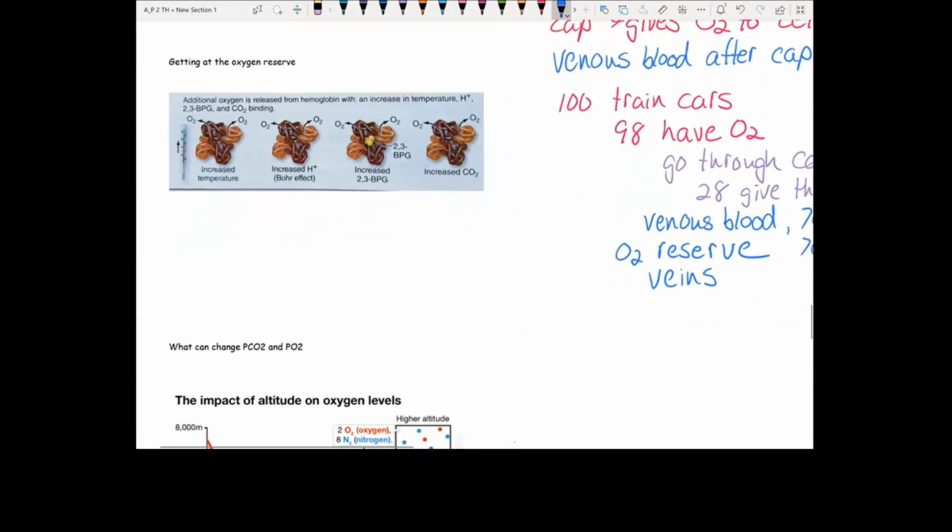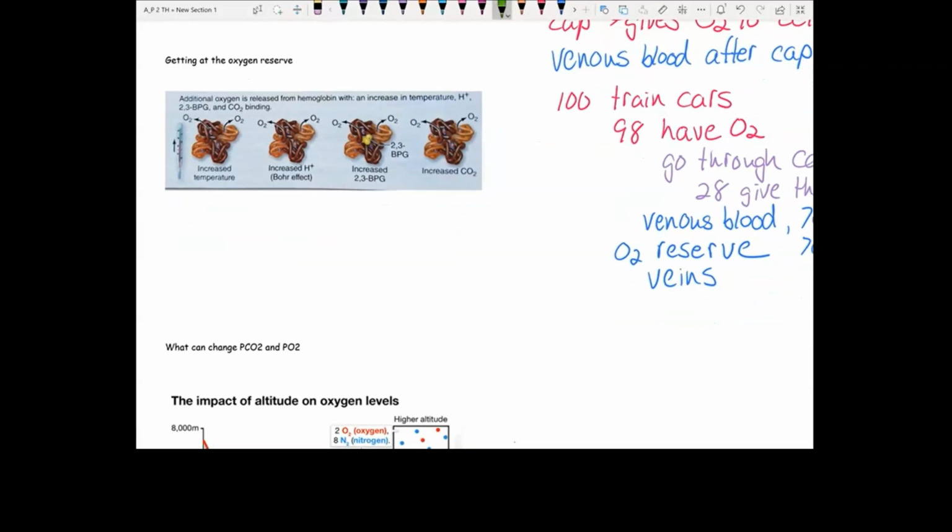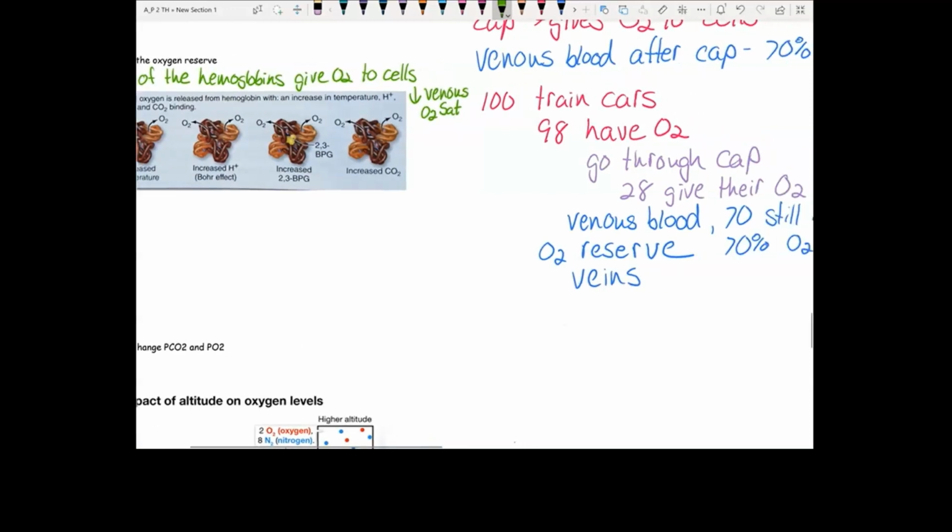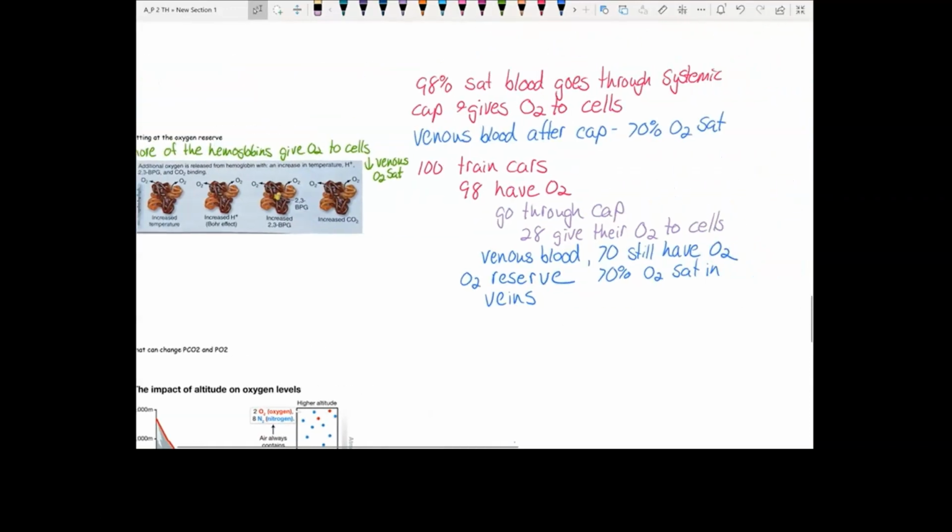So this picture is showing how you get that oxygen reserve. So getting the oxygen reserve would be that more of the hemoglobins give oxygen to your cells. So you're going to get more oxygen going to your cells, and it means that you're going to have a lower venous O2 saturation. So maybe instead of 28 of the train's cars giving their oxygen to the cells, maybe it'll be 38.